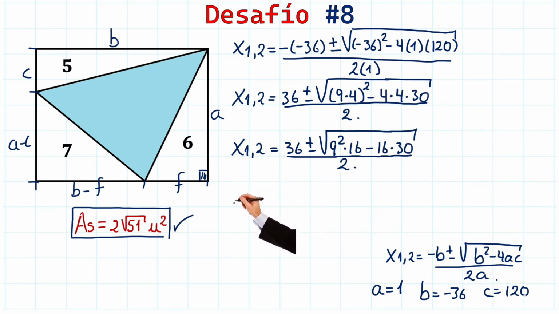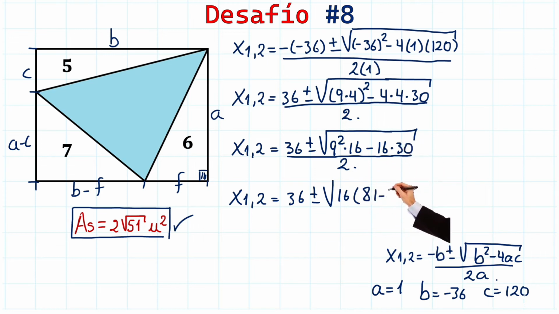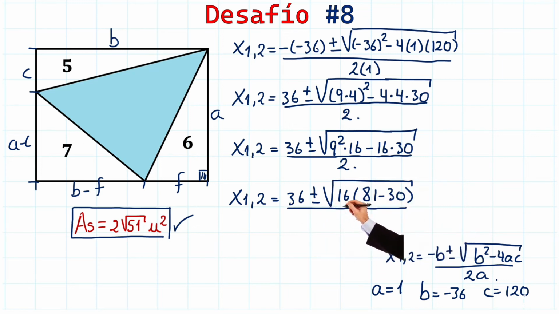Good. Now what comes next? We have times 1. x1,2, which is going to be equal to 36 plus or minus the square root, factoring out 16. See for yourselves. So within the parentheses, 9 squared is 81 minus 30 from here. Alright, look. 16 times 81 gives us this here, and 16 times 30 gives us this one here. So the common factor is correct. And here we divide by 2. Remember that we can divide this 2 for each term. We can leave it here, over 36, and under this root here.